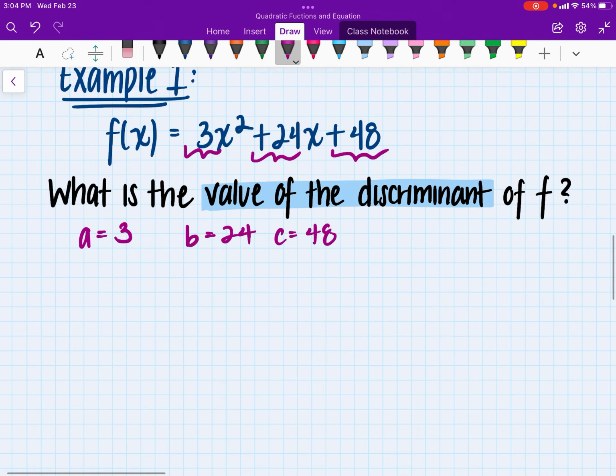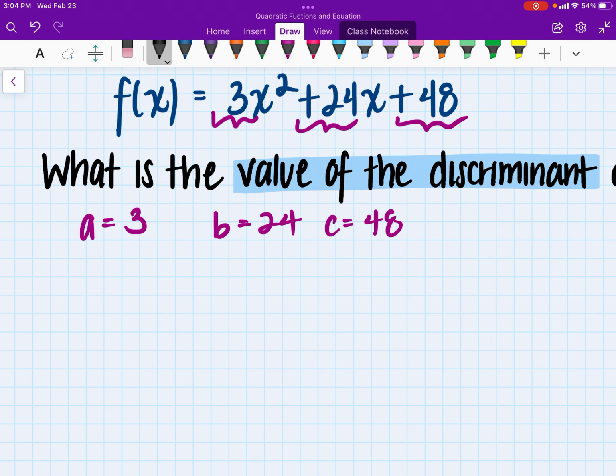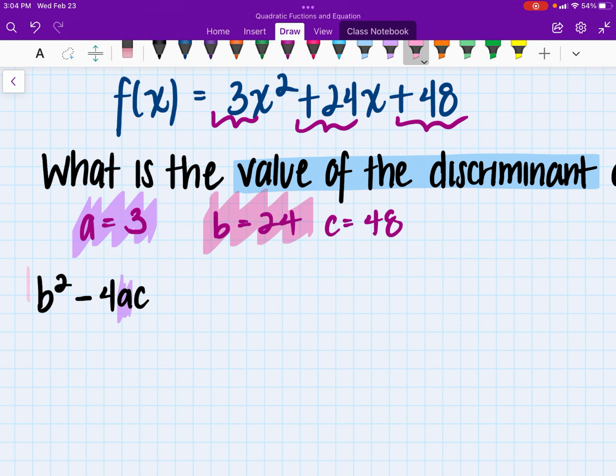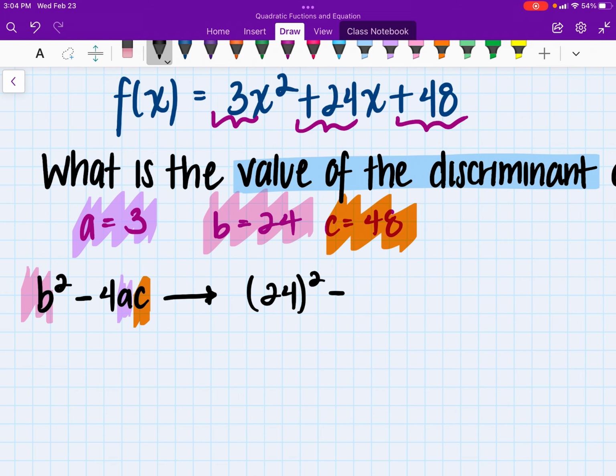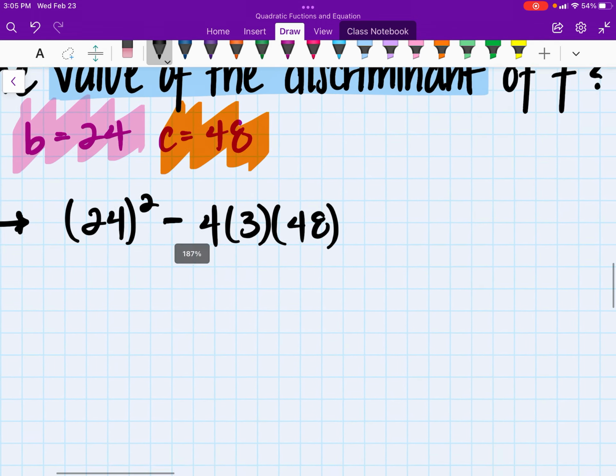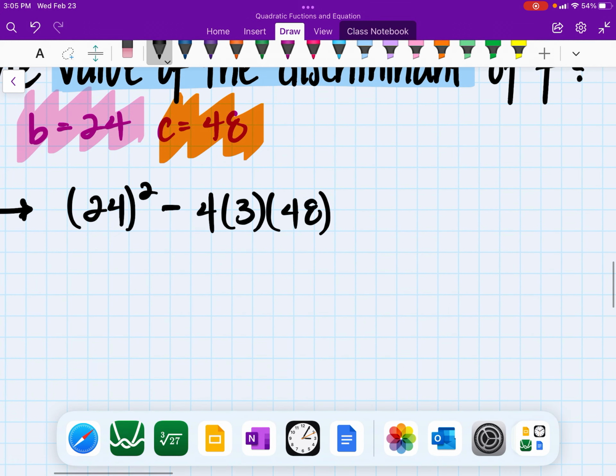Now, from there, I'm going to go ahead and write my formula down, which is b squared minus 4ac. So all we're doing in this case, guys, is basic substitution. Wherever I see an A, I'll substitute for the 3. Wherever we see a B, we'll substitute for the 24. And wherever we see a C, we'll substitute for the 48. So let's go ahead and do that. And that's going to become 24 squared minus 4 times A times C. And I'm going to go ahead and bring out my calculator, guys. I'm going to go ahead and actually type this in our calculator.